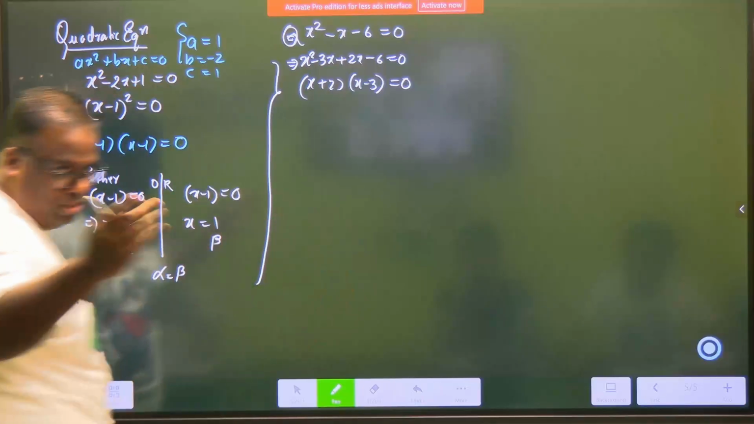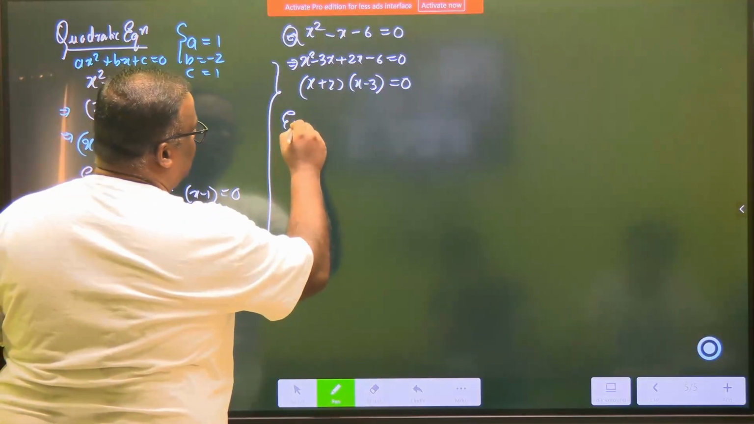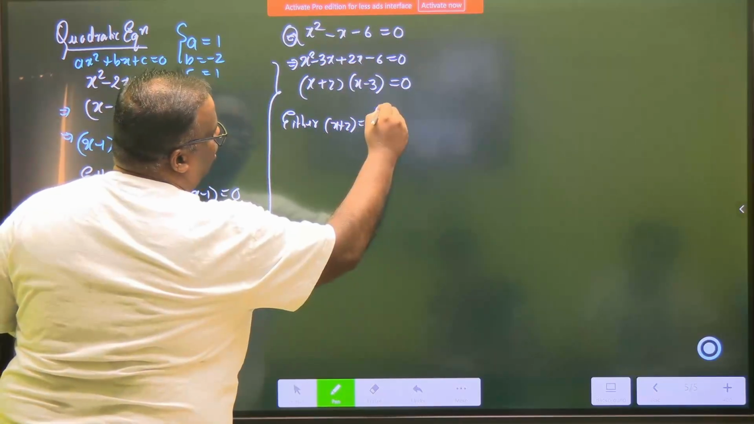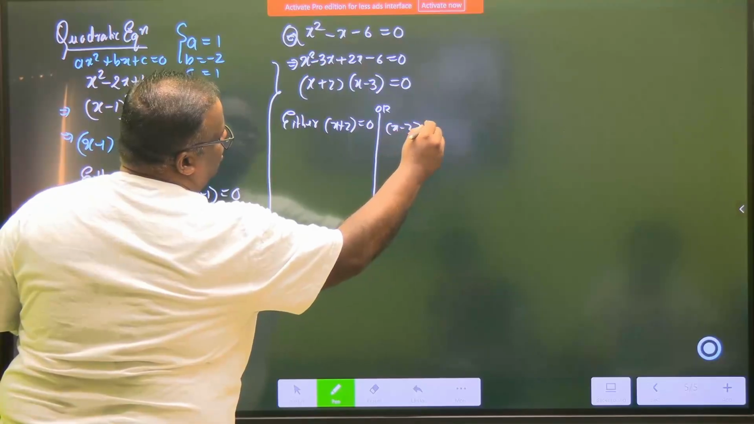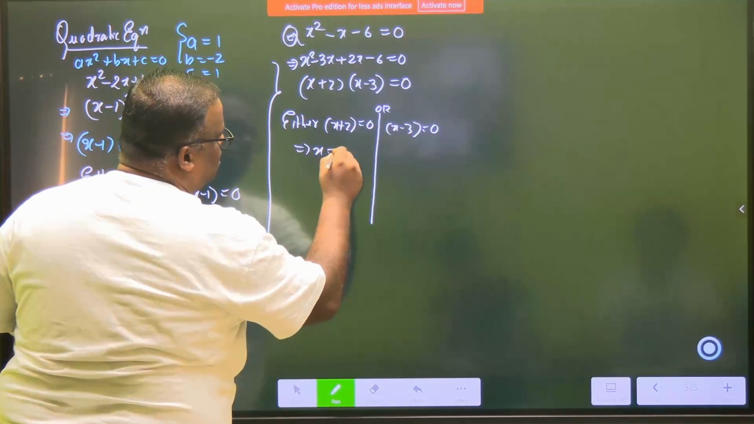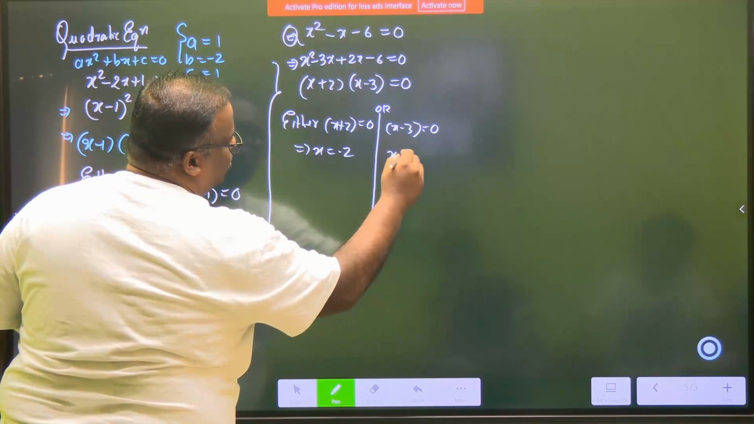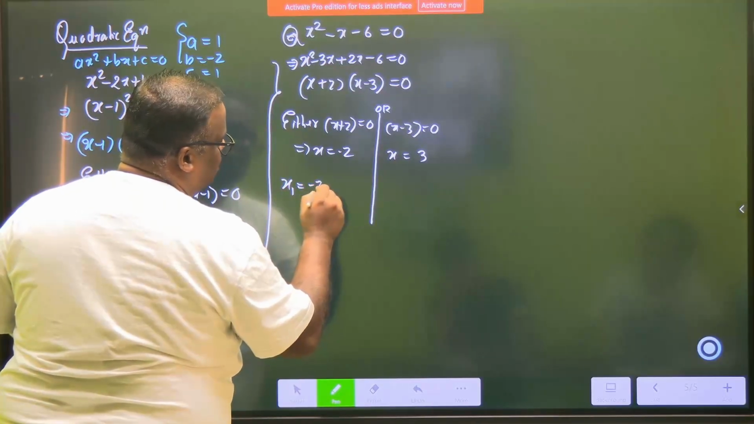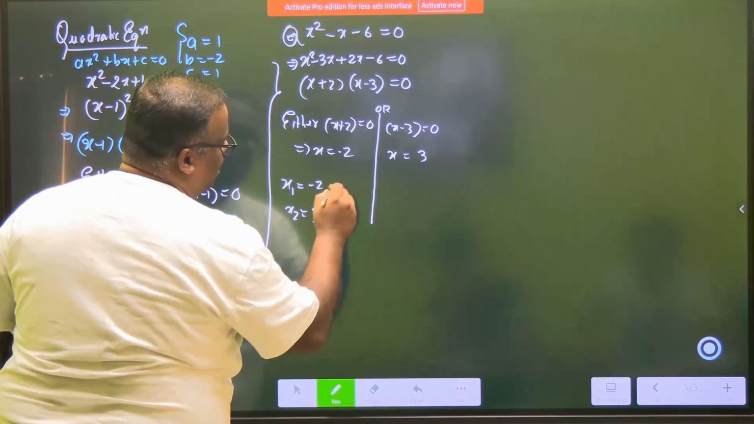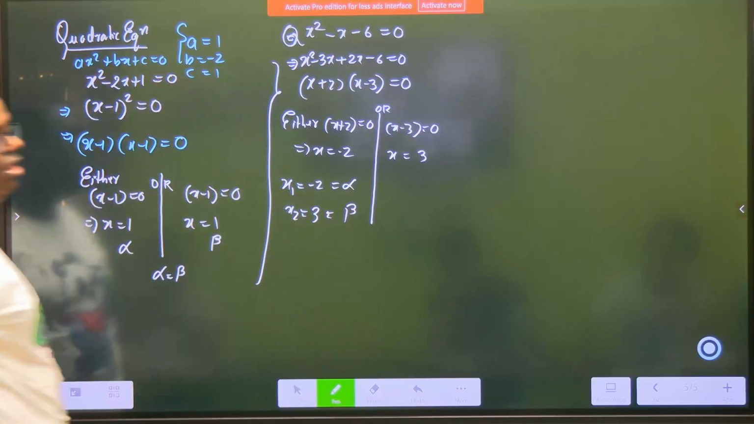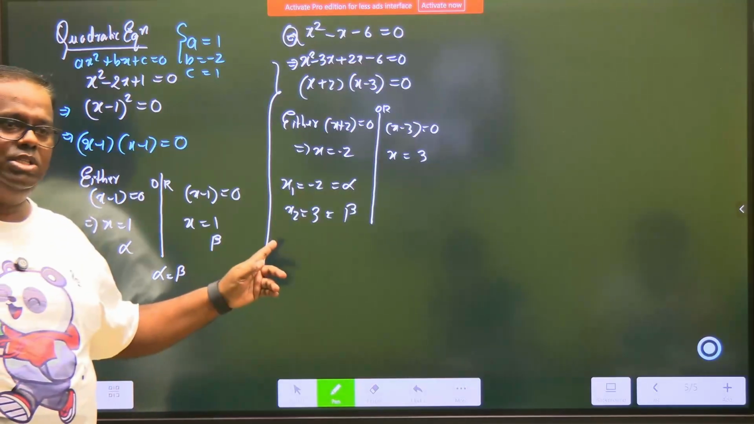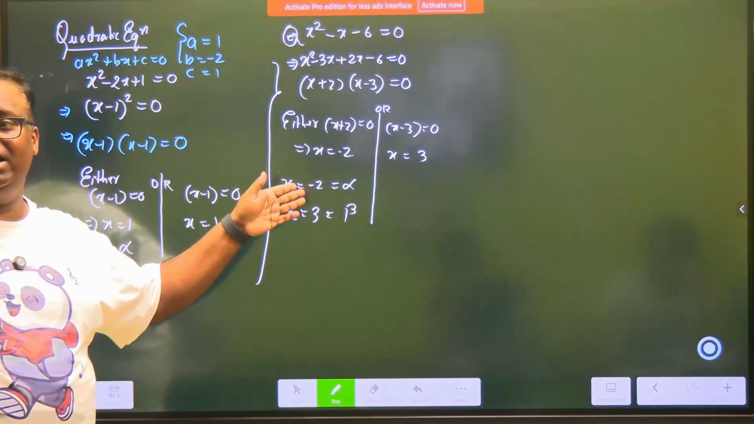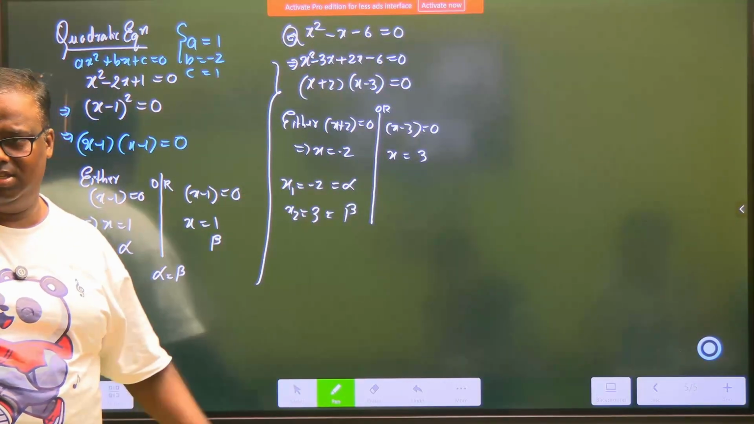(x + 2)(x - 3) = 0. So the condition can be either x + 2 = 0 or x - 3 = 0. If x + 2 = 0, x is equal to -2. If x - 3 = 0, then x is equal to 3. We say the values of x are x1 = -2 and x2 = 3. If this is alpha, this is beta. Did you understand? These are distinct roots. And there can be some scenario where no roots exist. Keep it parked for some time.